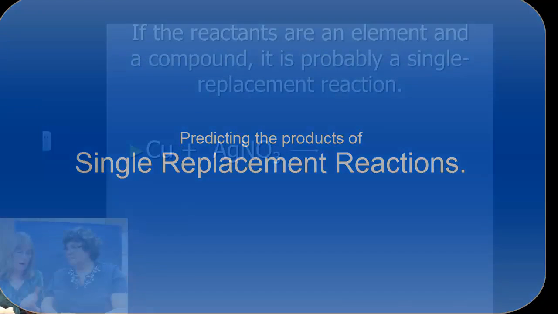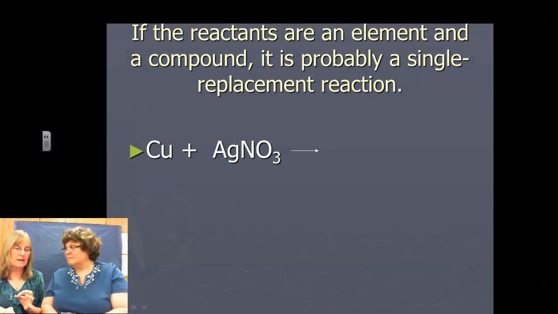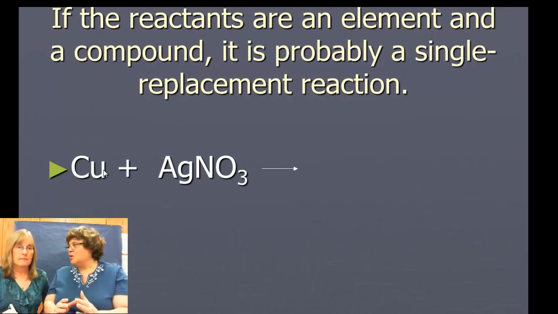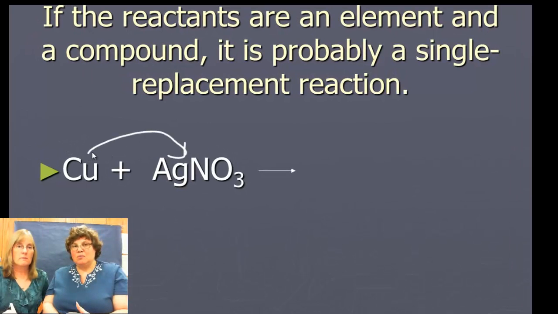Now, the hardest part, I believe, is that it's harder to predict if you have a single replacement. There are two things about single replacements. The first is you could be replacing a metal with a metal, or a cation with a cation. Those are both metals, so you would swap those two. Or you could be replacing a non-metal with a non-metal.